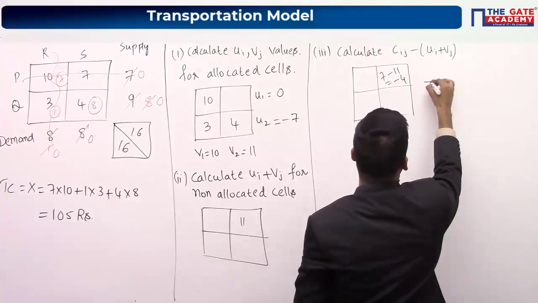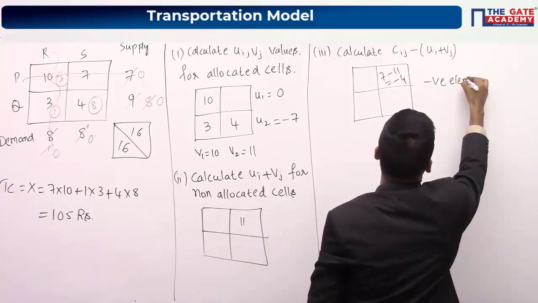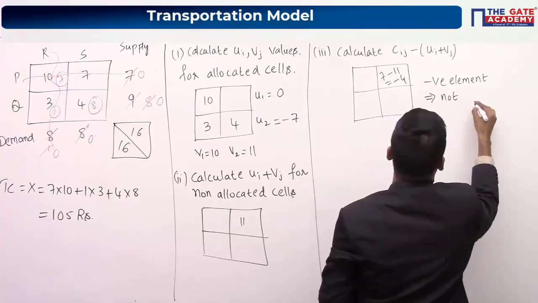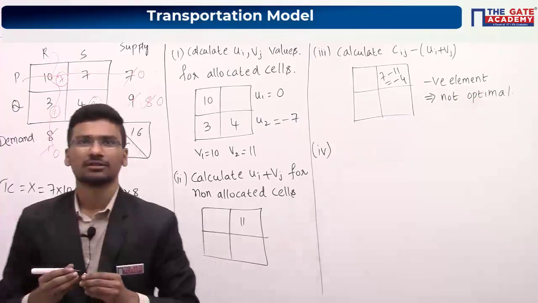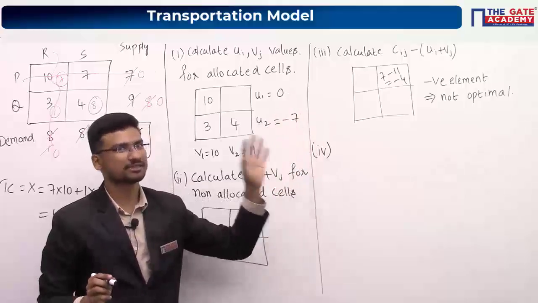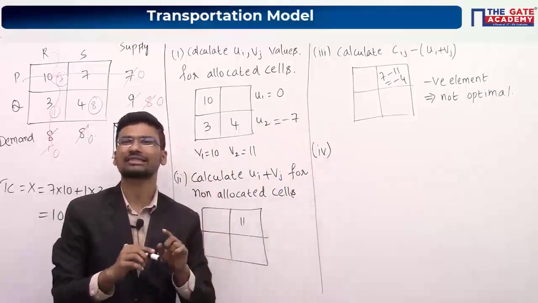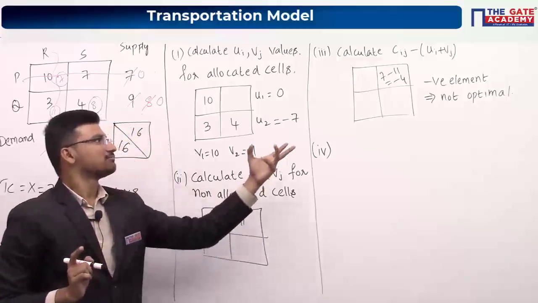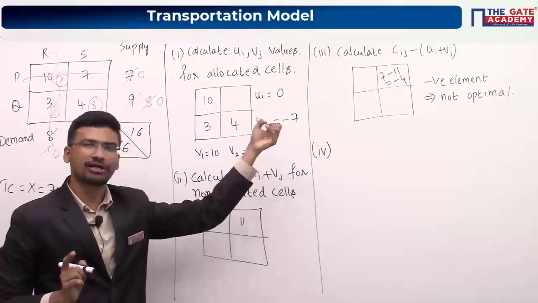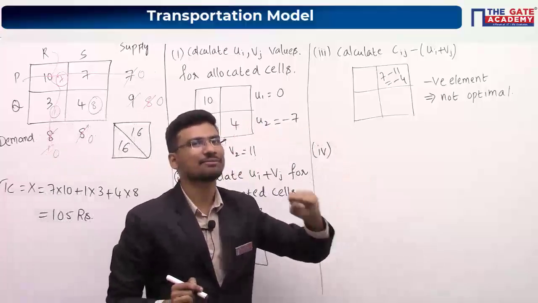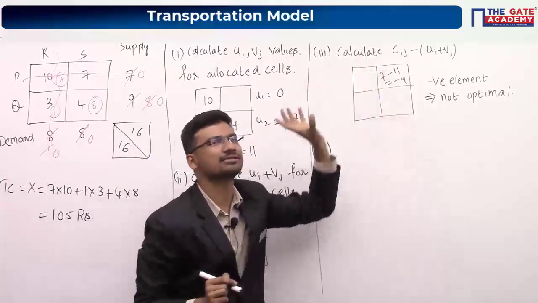So a negative element implies your solution is not optimal. Any doubt up to this step number 3? We have done the same steps. It is a 2 by 2 matrix, so it is a little bit simpler when compared to the previous question. Again in step number 3, we got a negative value. That means your solution is not optimal. You can reallocate some number of units in this particular cell.